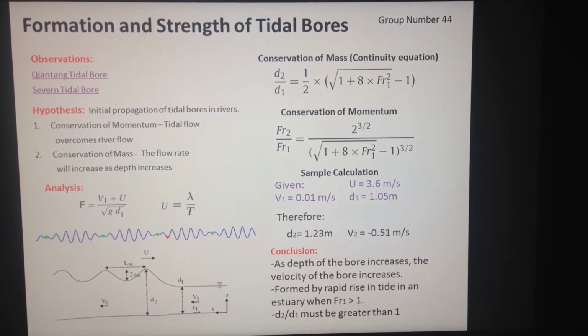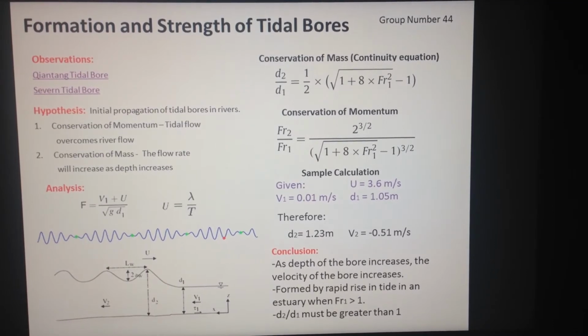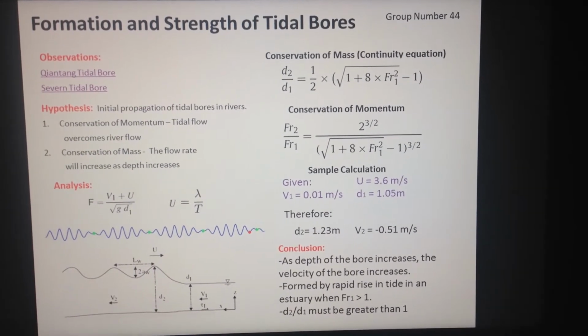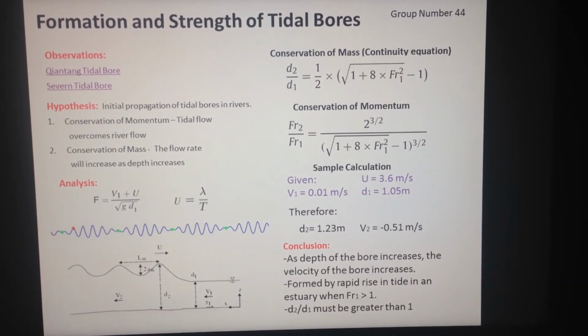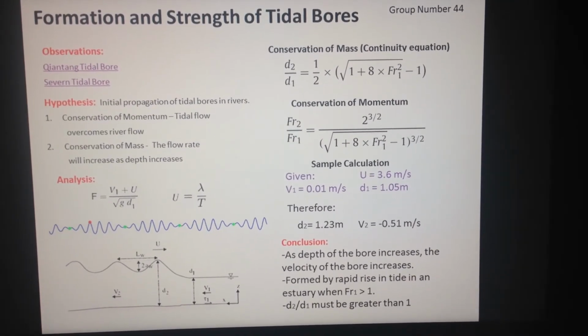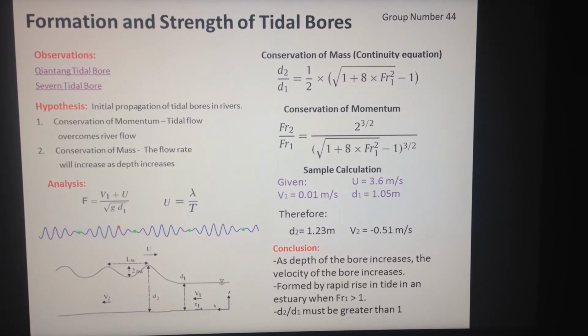So, in conclusion, a tidal bore is a rise in tide that causes a flow upstream, and as the depth of the bore increases, the velocity will also increase. And we can see this happen whenever the ratio of the depth of the bore and the depth of the river is greater than 1, and that will cause the Froude number to be greater than 1 as well.